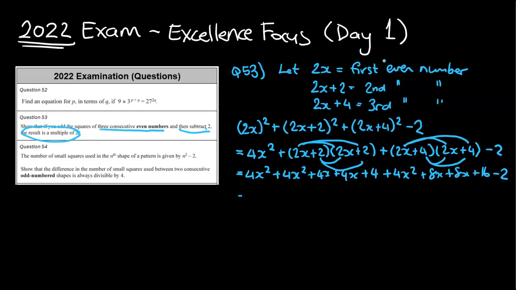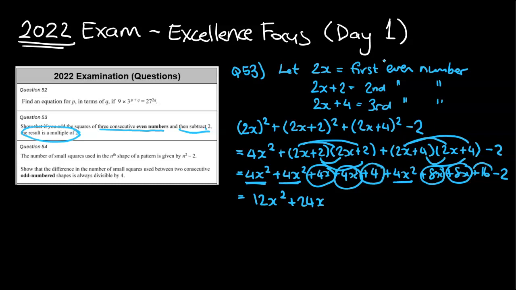Okay, let's simplify this expression. We're going to start off with the x squared. So we've got x squared, x squared, x squared, so that becomes 12x squared. Then going to deal with the x's. I've got 4x, 4x, 8x, and 8x, so that becomes 24x. And then the numbers, I've got 4 and 16, that gets me to 20. Minus this 2 gets me to 18. So there you go, plus 18.